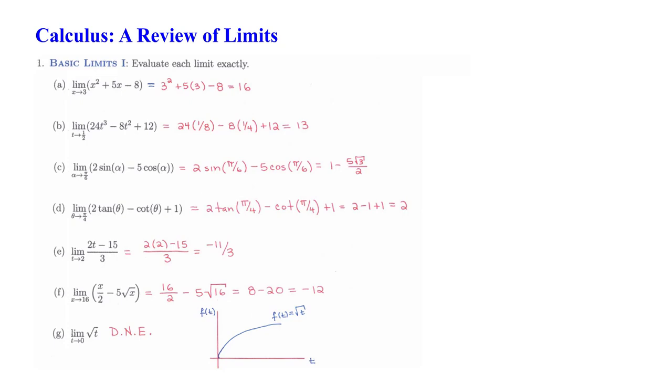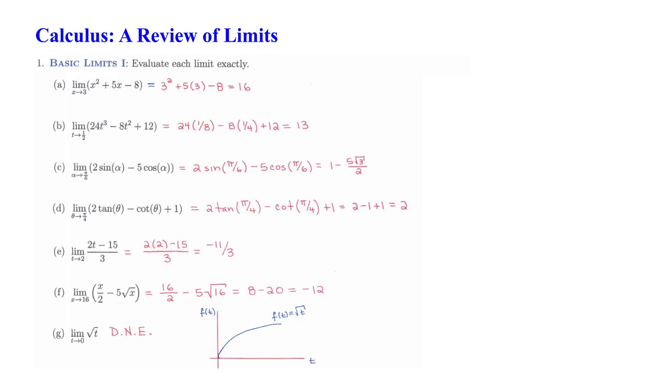So let's look at this first example of basic limits. And you see I have 7 parts here already prepared. Most of these limit calculations are done via functional evaluation. And we have various theorems that tell us why we're able to do that.